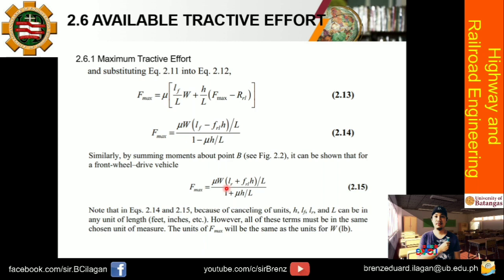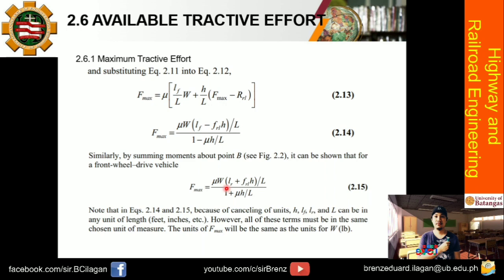Okay. So note that in equations 2.4 and 2.15, because of the cancelling of units, H, L sub F, L sub R, and L can be any unit of length. So it's either feet, inches, etc. However, all of these terms must be in the same chosen unit of measure. So the units of Fmax will be the same as for W, pounds.